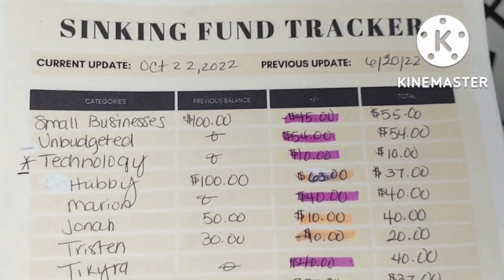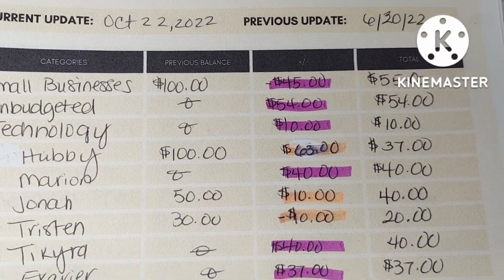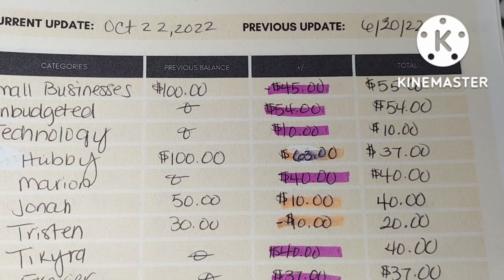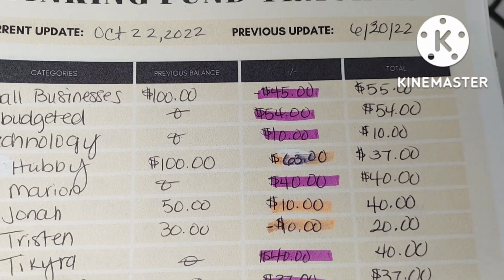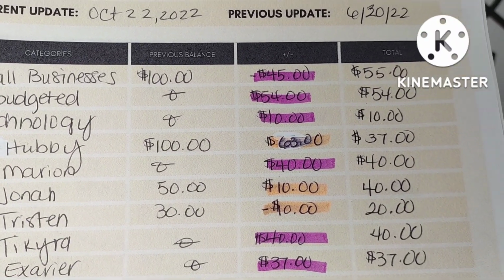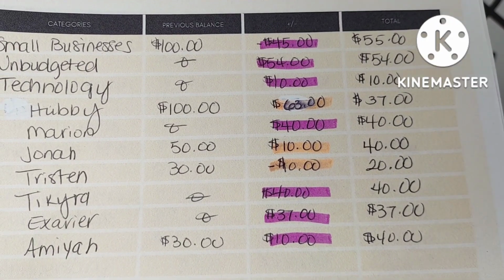My stepson, that's a new envelope I started for him. He has $40. My grandson Jonah had $50, and we spent $10. I think I gave him $10, and now he has $40. Tristan had $30. He spent $10, so that leaves him with $20.